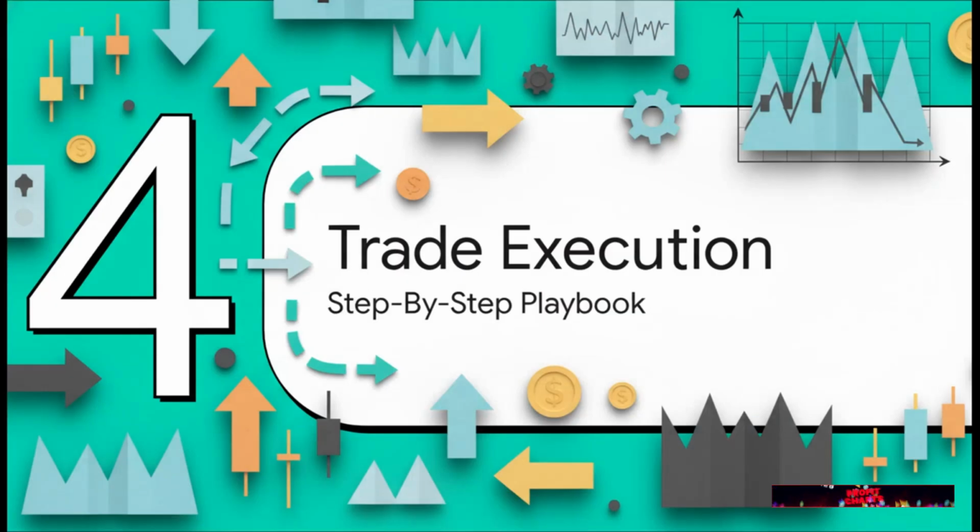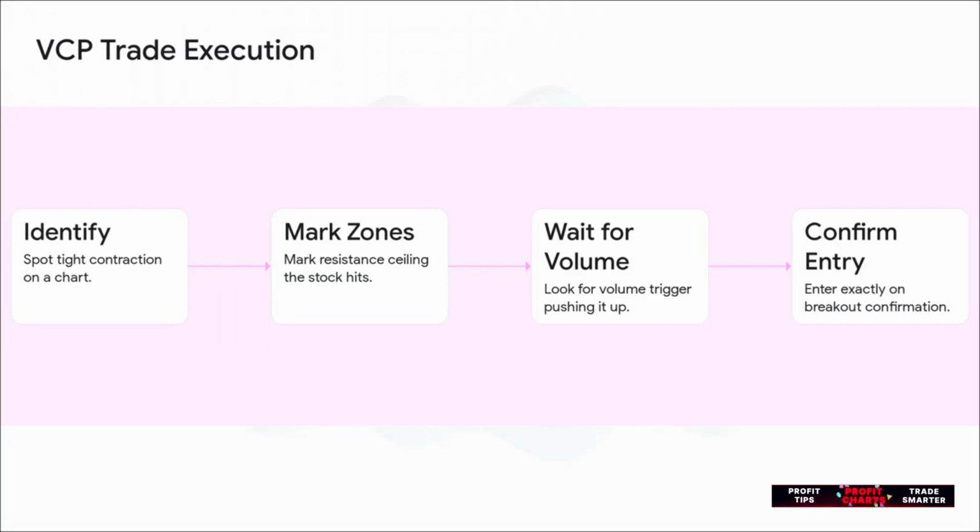All right, let's turn theory into practice with Section 4, Trade Execution, our step-by-step playbook. Here are your 4 concrete steps. Step 1, identify that tight contraction using your eyes or a screener like ATR. Step 2, accurately mark your key resistance and liquidity zones. Step 3 is the hardest part.